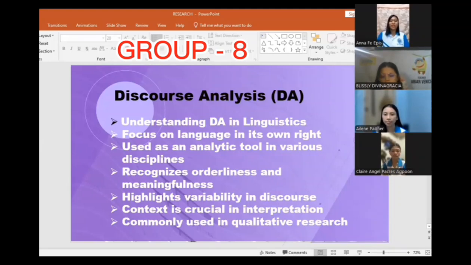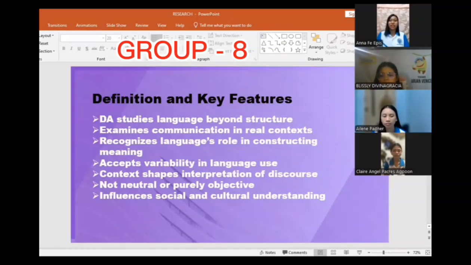The context influences the interpretation. So the meaning of the words and phrases can change depending on the situation or setting. This is commonly used in qualitative research, which focuses on interpreting meaning rather than just numbers. Now, the key features of discourse analysis.